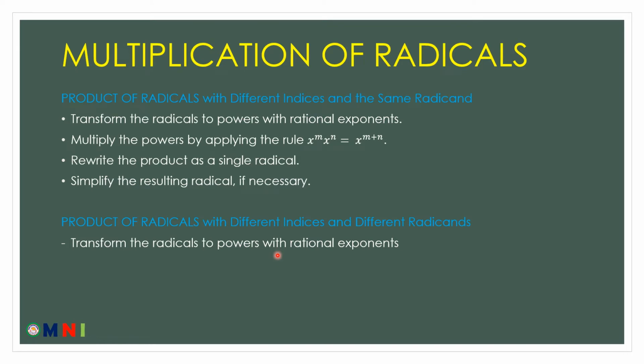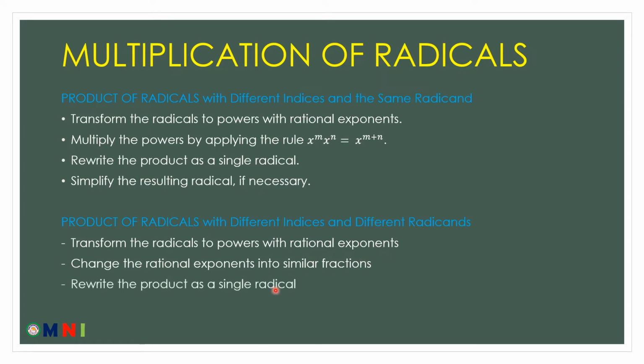We transform the radicals to powers with rational exponents, so it's very important to rewrite it into this form. And then change the rational exponents into similar fractions. Then we write the product as a single radical, and of course simplify again if necessary. So these are the important tips that we have to remember in multiplying radicals.